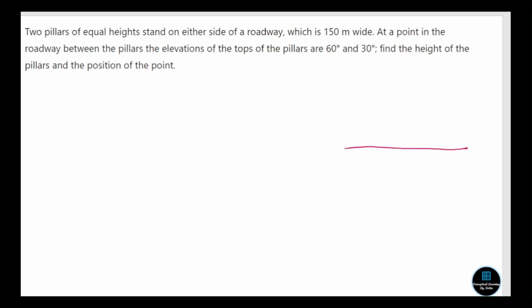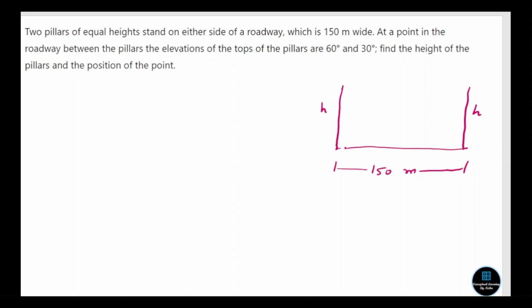So let's say this is the roadway. These are the two pillars which are on either side of the roadway and they have equal height. So let's say these are H. And this total distance is 150 meter. And now the angles of elevation of the pillar are 60 and 30 degree.